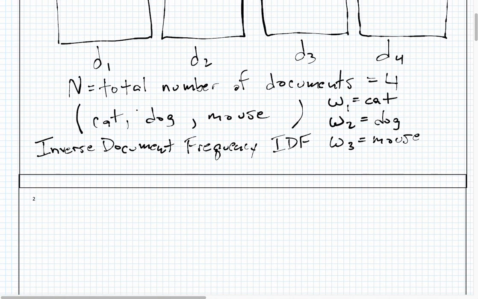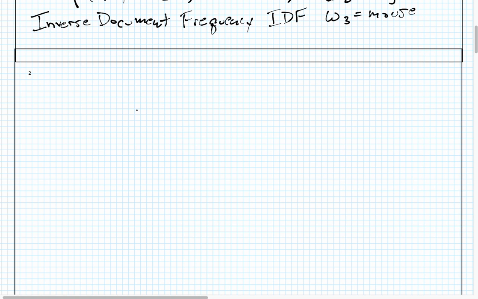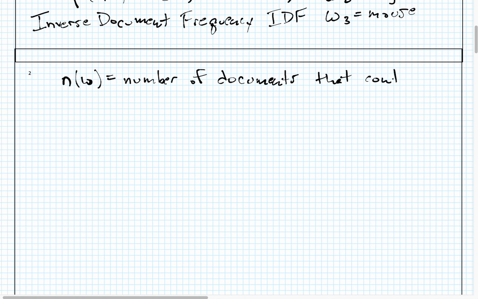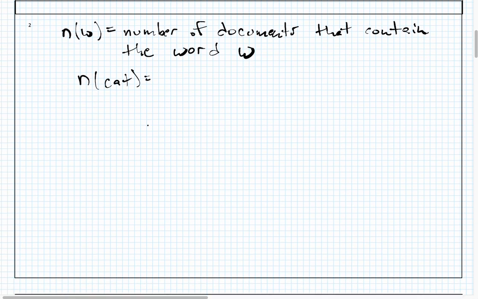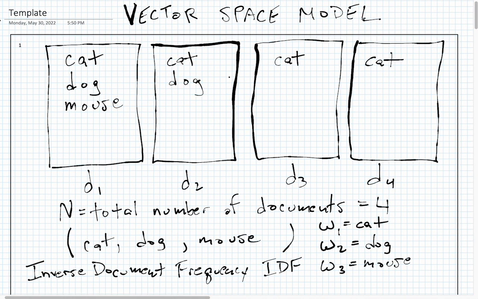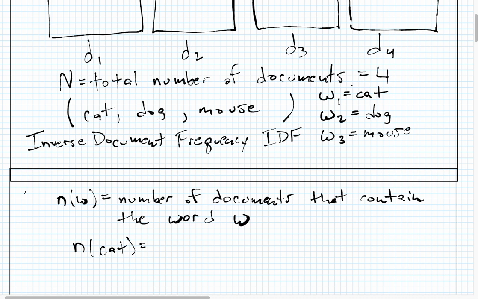So what I want to note here is I want to introduce some new notation, and I want to come over here and I want to say that n of some w is equal to the number of documents that contain the word W. So if we come back here, if I want to know what is n of cat, I come back to my documents up here, and I go, well, cat appeared in 4 different documents, so n of cat is equal to 4.